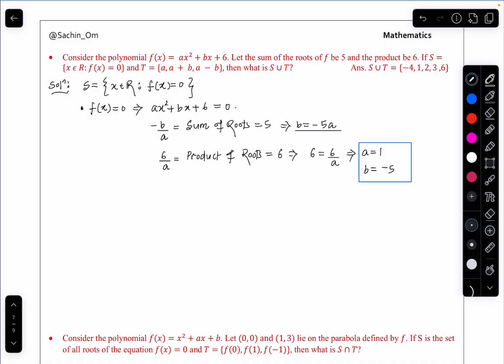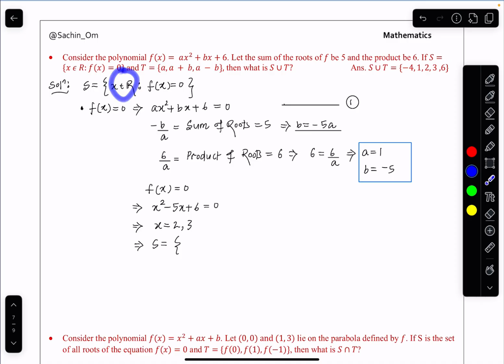As soon as I found the a and b, the fact that f(x) is equal to 0 tells me this equation that we were talking about earlier, let me call it 1. This equation 1 becomes x square minus 5x plus 6 is equal to 0. Solving for the roots, you can use the quadratic formula to solve. You'll get the two values as 2 and 3. So the roster form of the set S becomes, in the set S, we were collecting the elements from R which make this polynomial take the value 0. So the roots of the polynomial f, basically, the roots are 2 and 3.